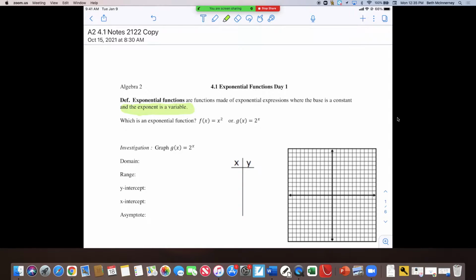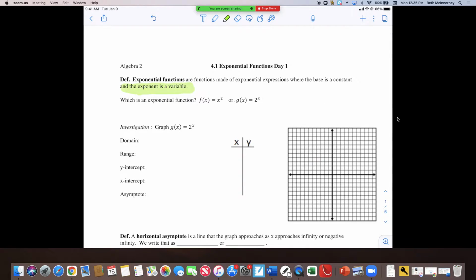So I have a question for you. Which is the exponential function? Is it f of x equals x squared? Or is it g of x equals 2 to the x? Which one is the exponential? Yes, g of x equals 2 to the x because the exponent is the variable.